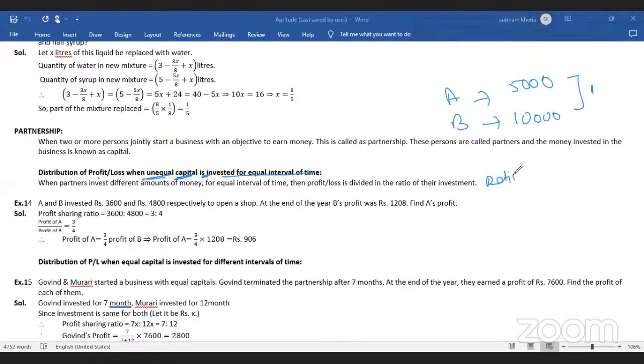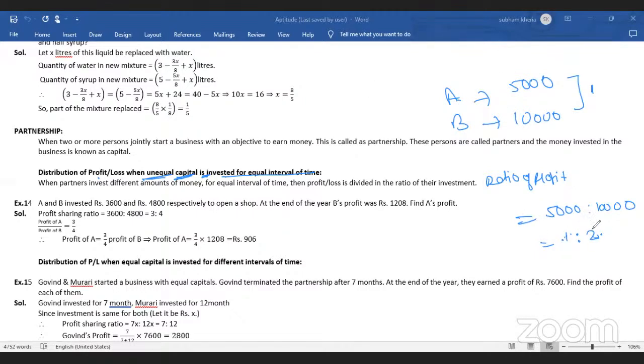The ratio of profit will be the same as the ratio of investment. 5,000 is to 10,000. समझ में आई बात? When time is same. So 1:2. Matlab, अच्छा, what does 1:2 mean? It means the total profit is 1 and 2, 3. If the total profit is 3, then out of that 3 parts, A will get 1 part and B will get 2 parts.